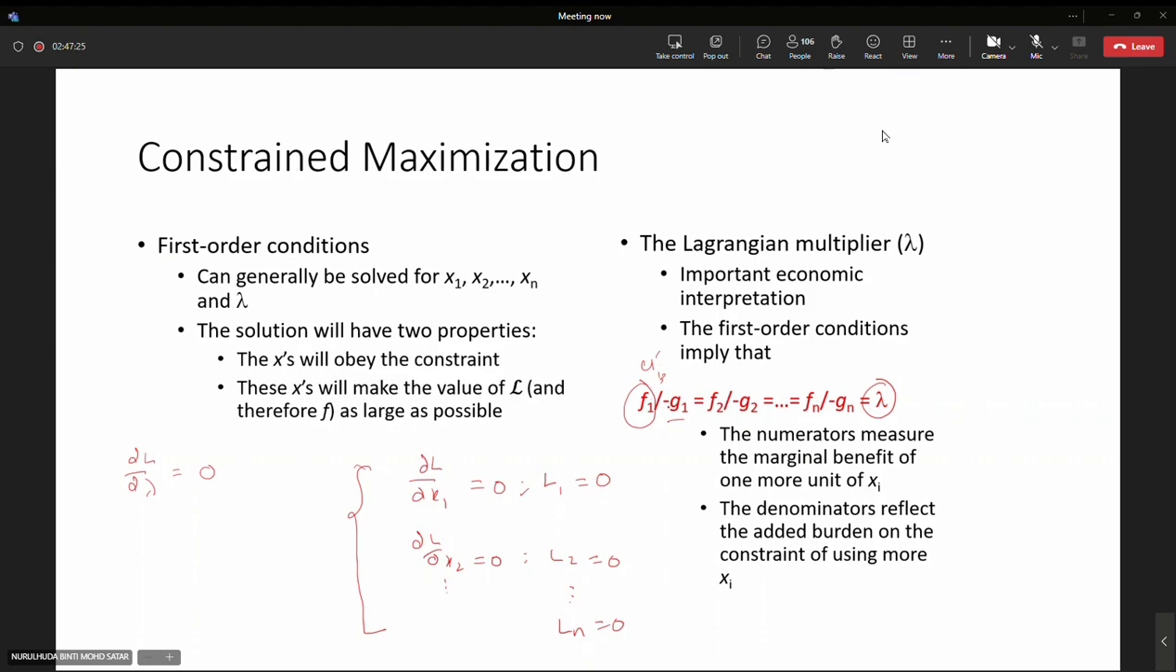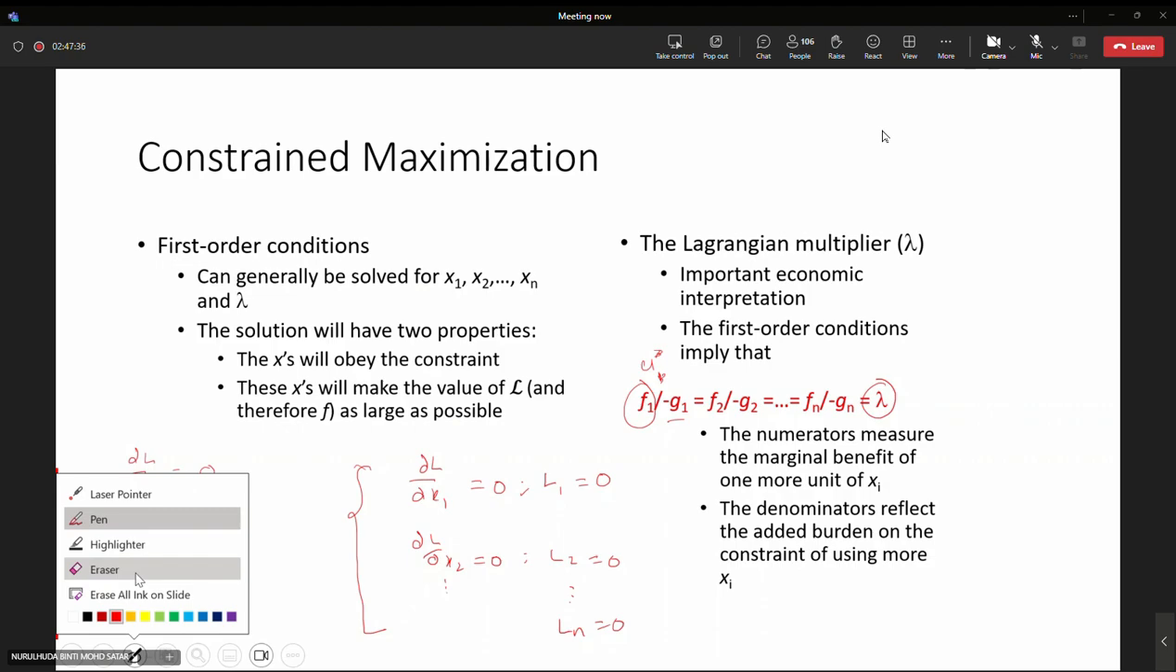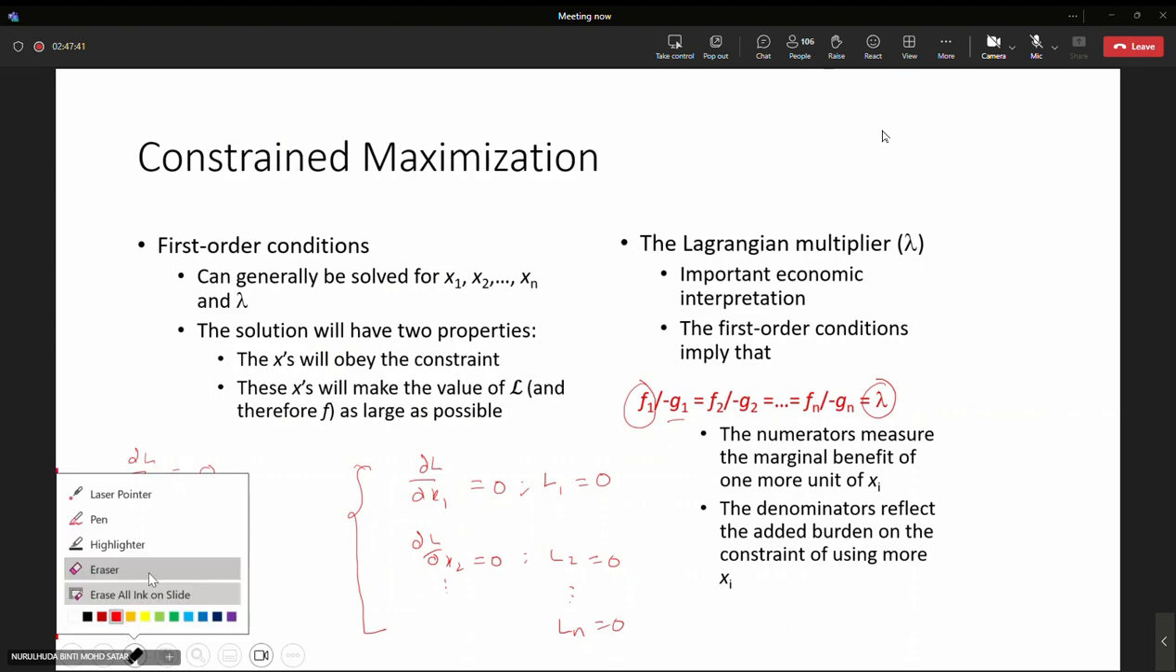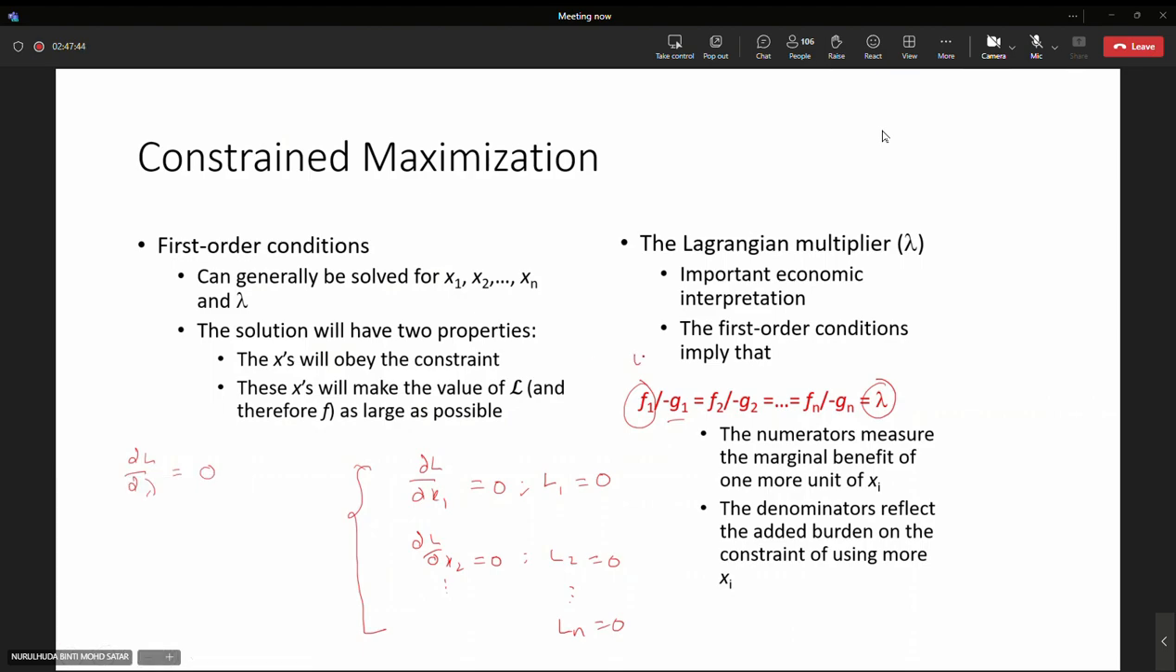And also you're talking about the differentiation of the budget constraint with respect to x1. I'll just use U1 here. And that will be P1, and so on. So U2, P2, and so on. So it is more like a marginal utility per dollar.